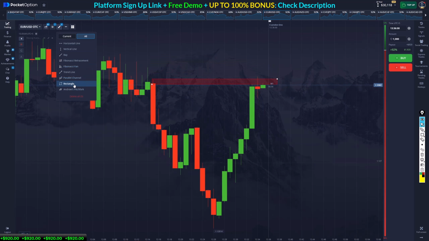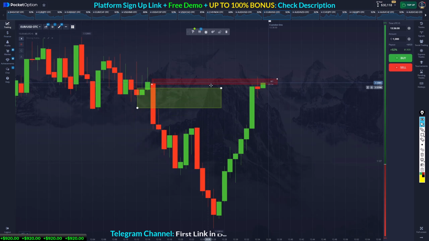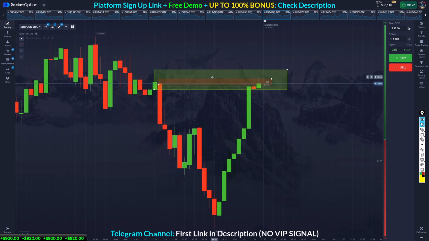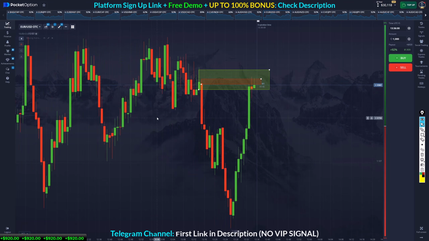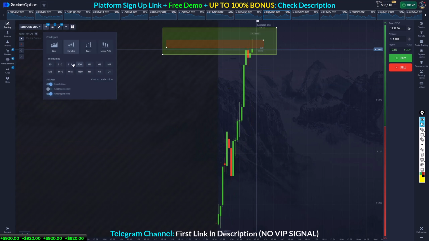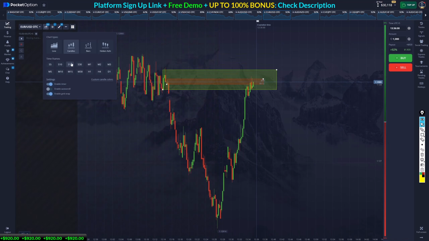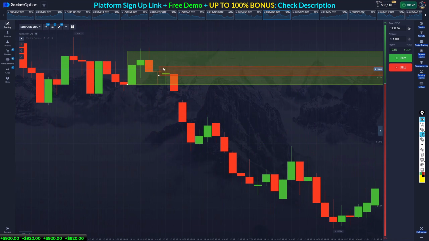Let me just mark the big supply for you. And we refine the supply, okay? We do not just enter. So this is the big supply for this decision point. And then we go to lower time frame. We don't see anything. Go once again. All right, we see this one. Okay, see this fresh supply.